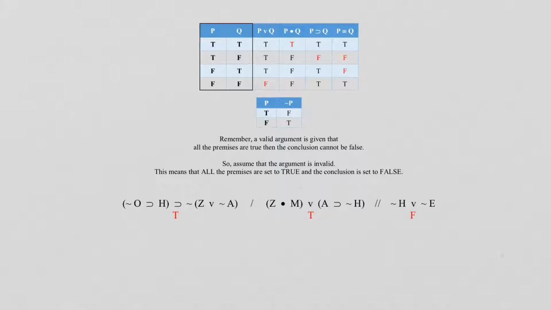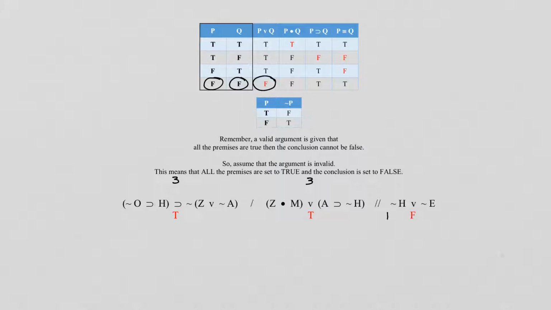So how many times do I get a true with a horseshoe? 3 times, not forced into a situation. How many times do I get a true with a disjunction? 3 times, not forced into a situation. How many times do I get a false with a disjunction? Only 1 time. So I am forced to make my conclusion false.